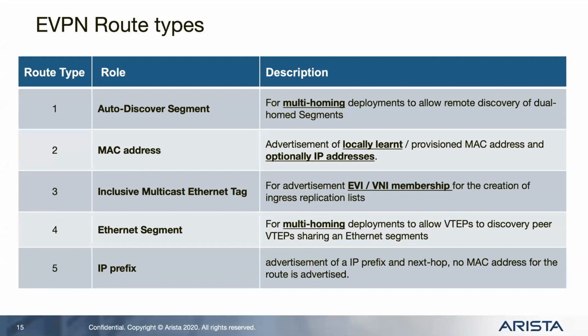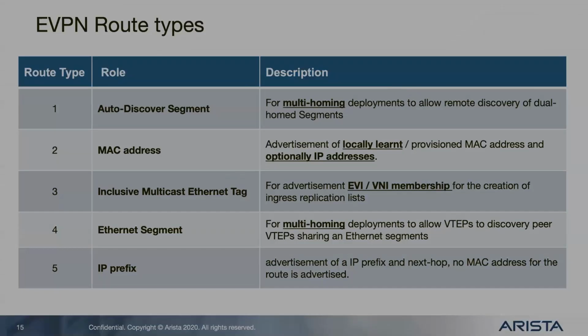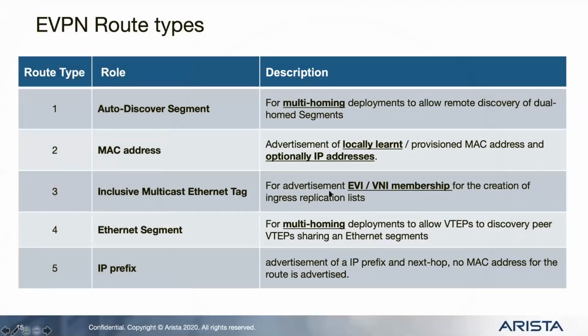Route type 3 is called an IMET, Inclusive Multicast Ethernet Tag. That's used in EVPN for distributing the VNI to VLAN membership. So when a PE wants to advertise interest in receiving some broadcast, unknown unicast, multicast traffic, it is going to send an IMET in order for the remote PEs to send that BUM traffic to that PE.